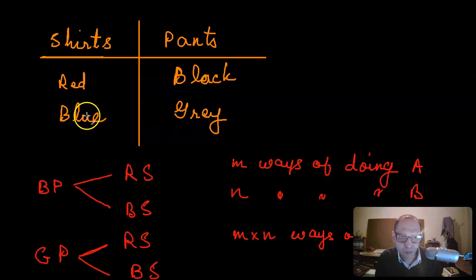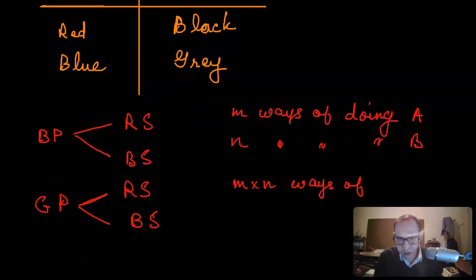The following day I'm going to go out with the blue shirt and the gray pants. And so that means that there are essentially 4 days on which I don't have to repeat anything. Every day I can wear different clothes, or a different combination of clothes.